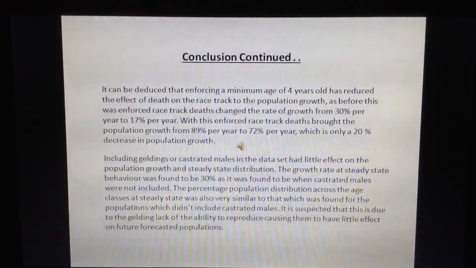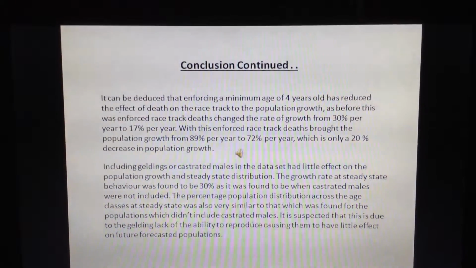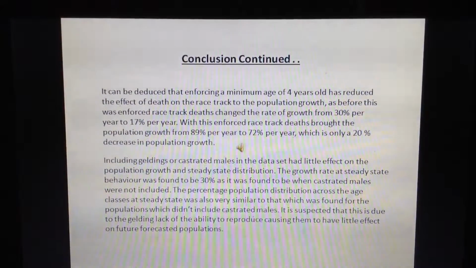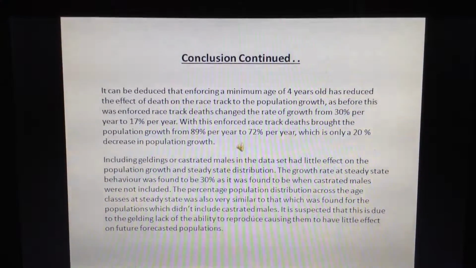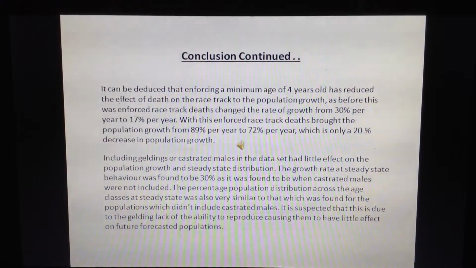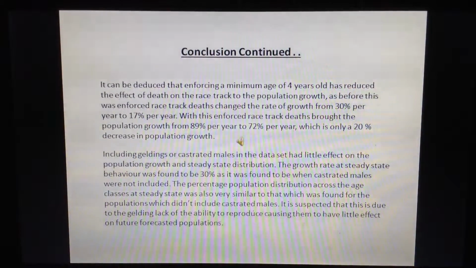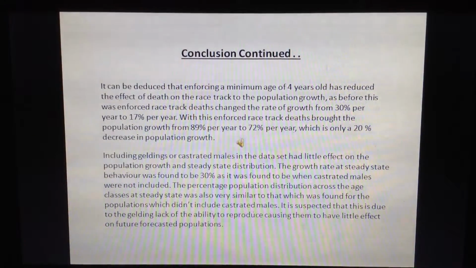It can be deduced that enforcing a minimum age of 4 years old has reduced the effect of the death on the racetrack on the population growth, as before this was enforced, the racetrack deaths changed the rate of growth from 30% to 17% per year. With this enforced, racetrack deaths brought the population growth from 89% per year to 72% per year, which is only a 20% decrease in population growth.